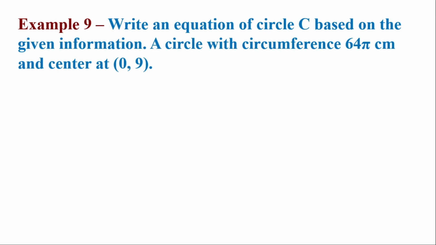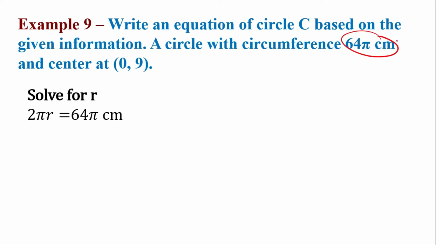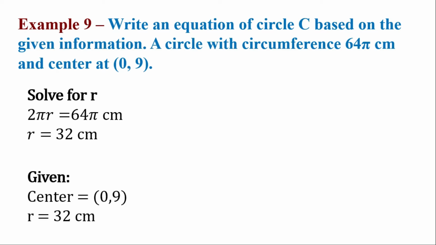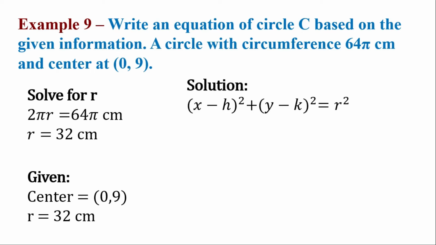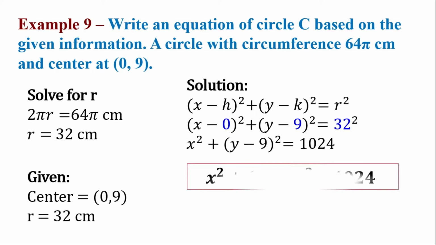Now for the next one, a circle with a circumference of 64 pi centimeters and the center at 0, 9. So let's solve for r first. We know that the formula for the circumference is 2 pi r. So let's equate 2 pi r to 64 pi centimeters. Let's divide both sides by 2 pi. Cancel this, cancel this. So we have r equal to 32 centimeters. Now we have our center and our radius. So all we need to do is to plug that into our equation of the circle. Let's simplify it. And now we have our equation of the circle.